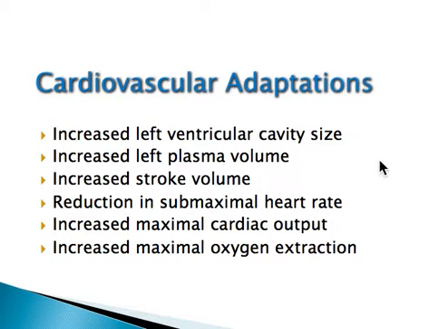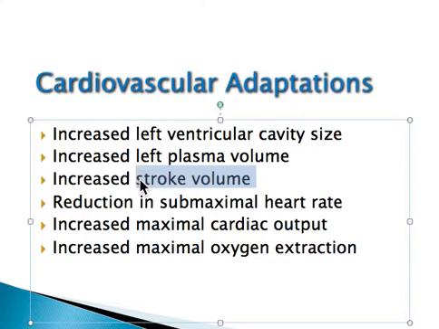So if we look at some of the cardiovascular adaptations, that left ventricle does become a larger size. So that would result in bullet point number 3, greater stroke volume. Also with training, there's a greater plasma volume in the circulation. So a bigger left ventricle size and a greater plasma volume are all going to equal a greater stroke volume, the amount of blood coming out of the heart in one contraction.